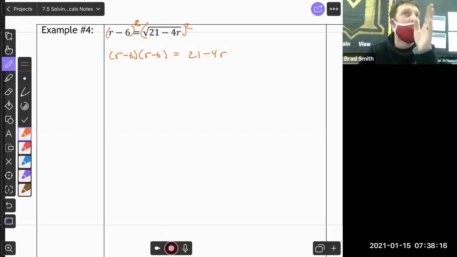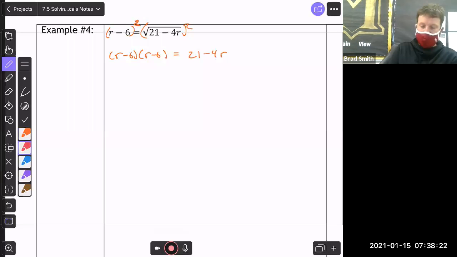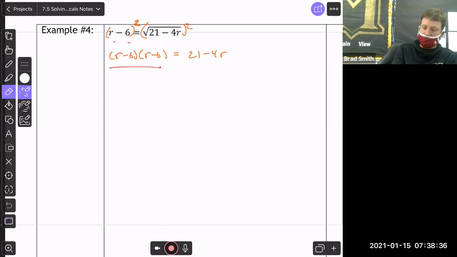What I did here, I strongly encourage you to do. Instead of writing r minus 6 squared, I wrote it out twice. The reason I do that is because if you see it written down here, split up like this, you're going to FOIL that. If you see it written like this, a lot of people will distribute the square, which is incorrect. So anytime you got a square up there, please rewrite it twice. I promise you it'll help you out.